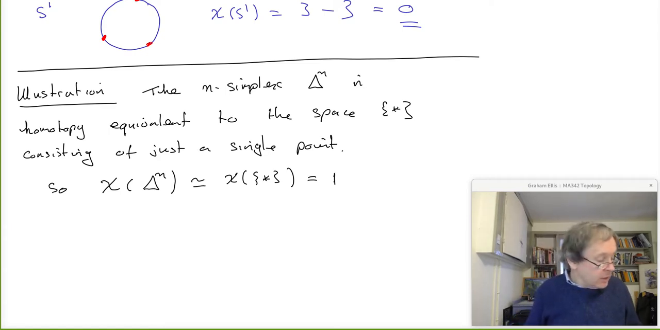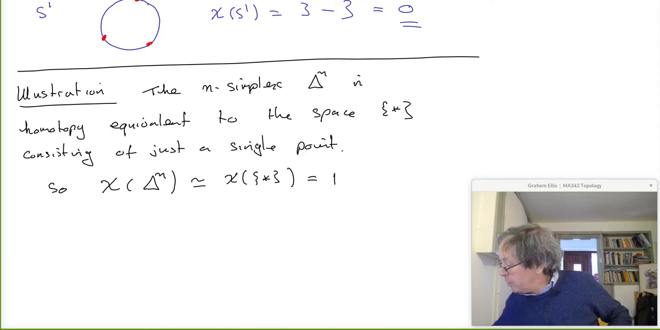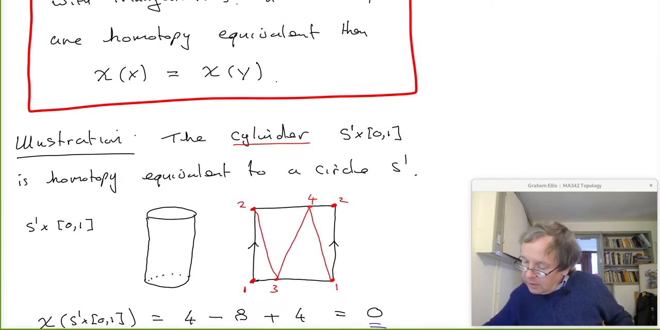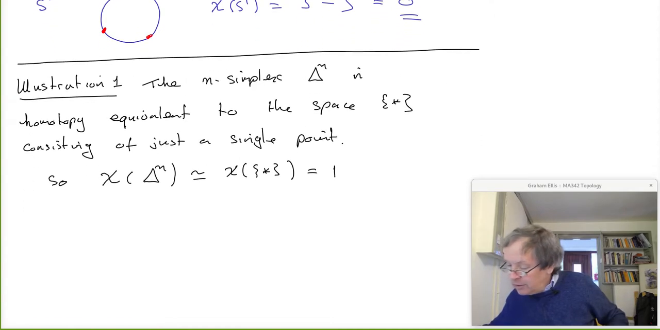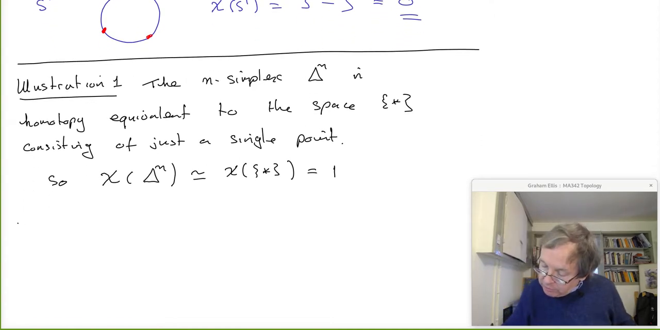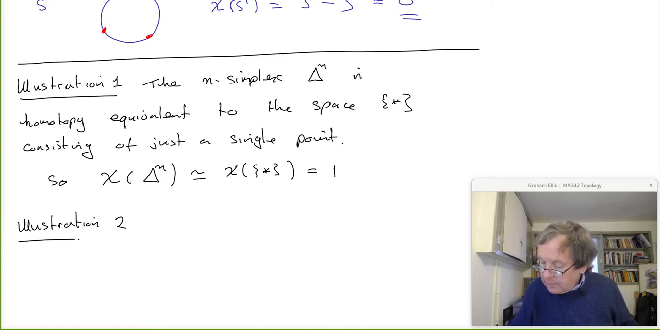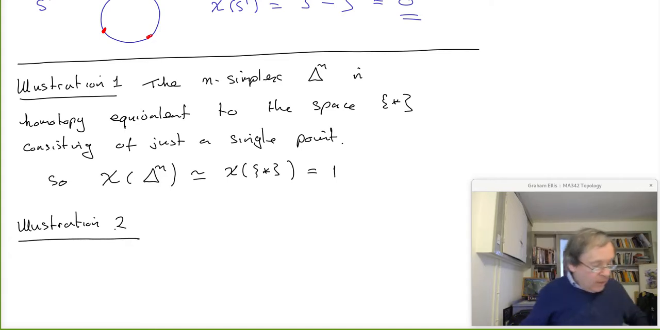Yep. That's an illustration. If I want to number these illustrations, this is illustration 0. I'm not really interested in illustration 0. Illustration 1 will be of relevance to economics, so I'd better call it 1. And illustration 2 is even more relevant to economics. Let me work out the Euler characteristic of an n-sphere.